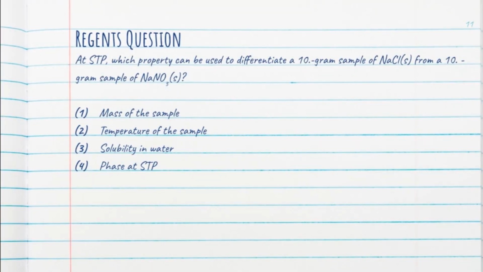At STP, which property can be used to differentiate a 10-gram sample of NaCl from a 10-gram sample of NaNO3? Since the sample is at STP, the temperature is the same. Both samples are 10 grams, so mass will also be the same. In the question, it says that both samples are solid, so the phase will also be the same. This means that only the solubility in water could differentiate the samples.